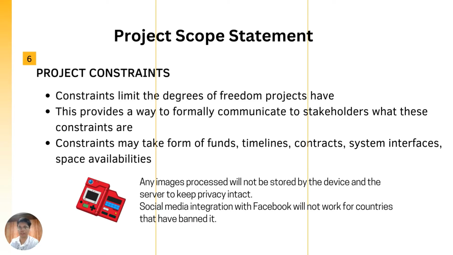Sixth step is the project constraints. Most projects have constraints that limit their degrees of freedom. Many times, these are not recognized and therefore not obeyed. This section provides a means for formally communicating to the key stakeholders what these constraints are for the project and its environment. Constraints are really restrictions that exist, such as funds, timelines, or contracts that need to be respected, and so on. The project manager must be able to identify timelines and tasks that are based around these constraints.